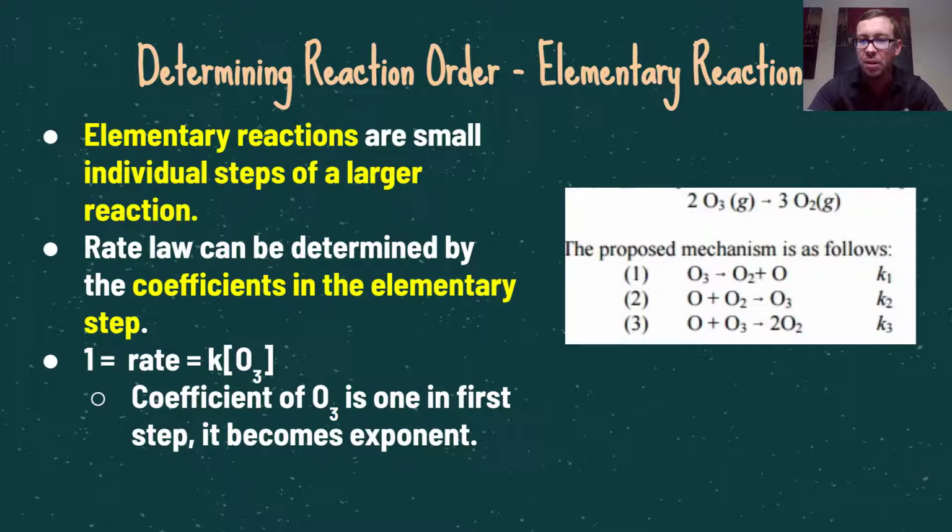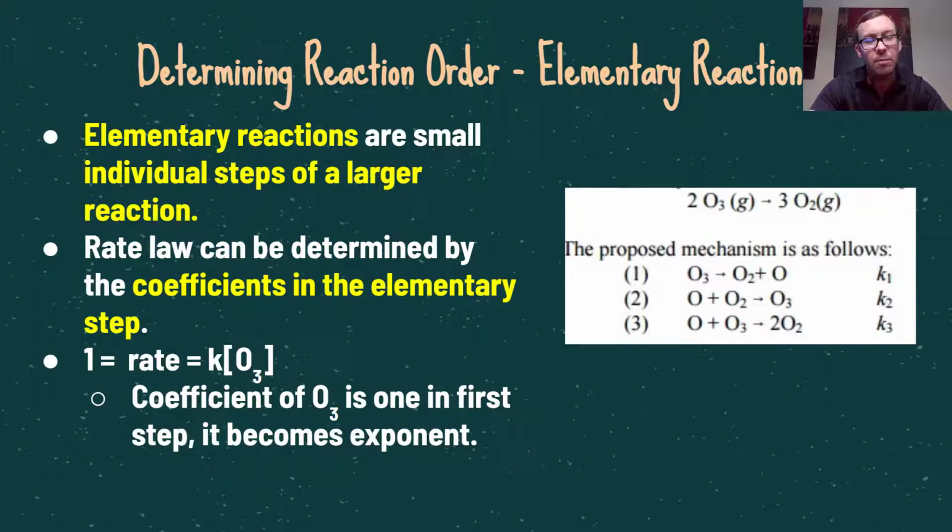So for example, if I look at the reaction here, I'm going to use elementary reaction 1 to determine my rate law. I would just simply write rate equals K times the concentration of O3. The reason it is to the power of 1 is because it is the coefficient of O3 in that very first elementary step. I'm not talking about the balanced equation on top, the elementary step underneath it. So you use the coefficient of those equations and they become the exponent.